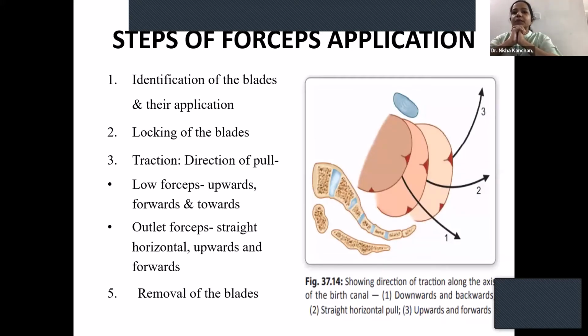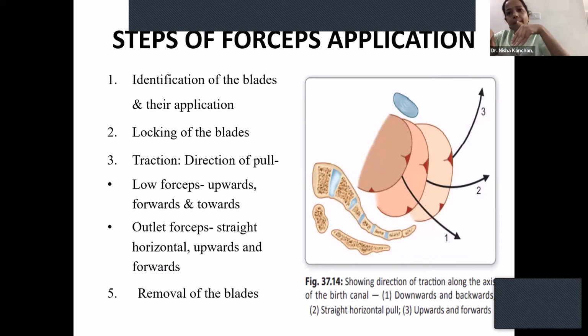So the steps of forceps application: first, you identify the blades and do an application in front. Do not go inside the pelvis. This is called ghosting. You act as if you're going to put the blade. So you imagine that it is occipito-anterior. You lock the blades and keep them in front of the pelvis. This is called ghosting or phantom application before you directly go into that.